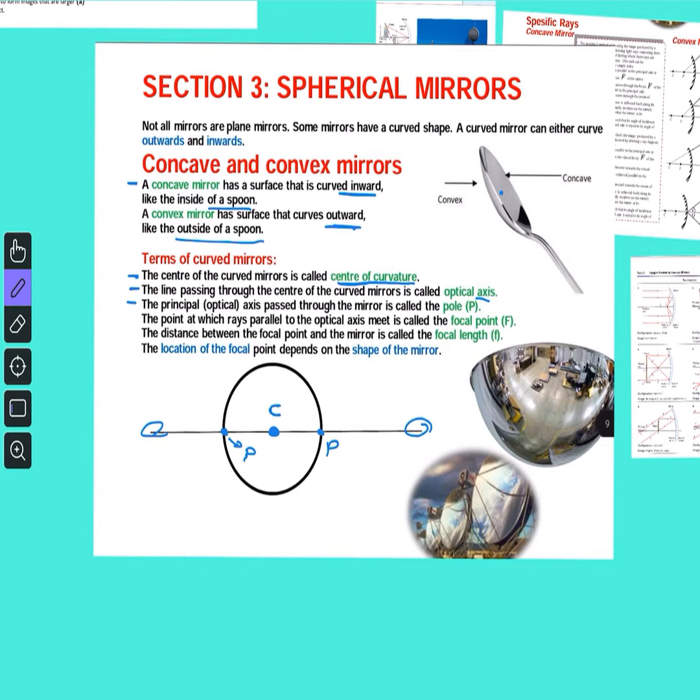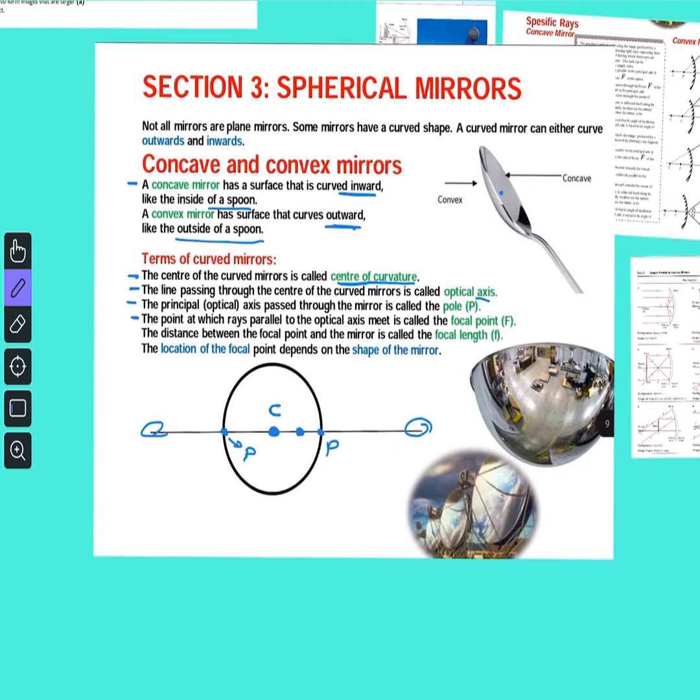And the point where rays parallel to the optical axis meet is called the focal point. For example, this point we call the focal point. Anywhere the rays are going to intersect, all the lines intersect, we call it the focal point.